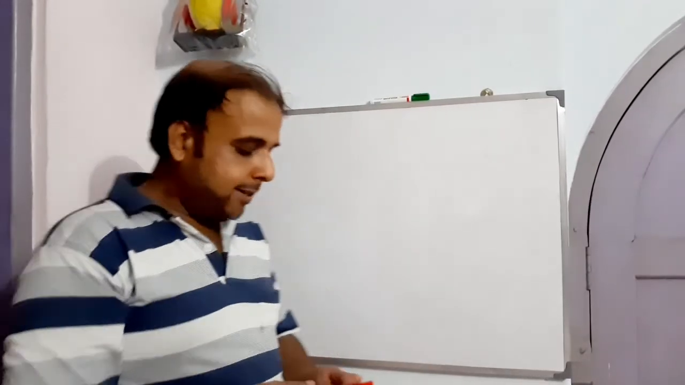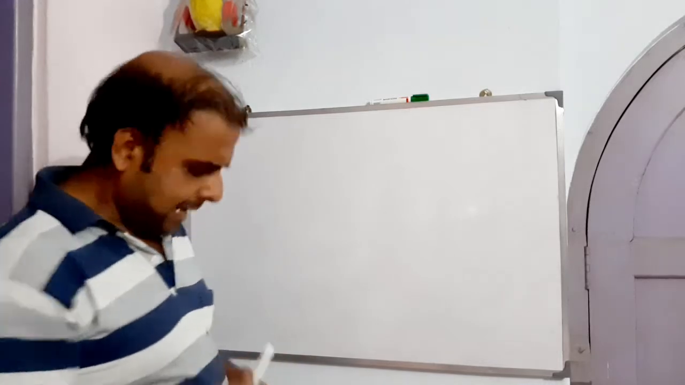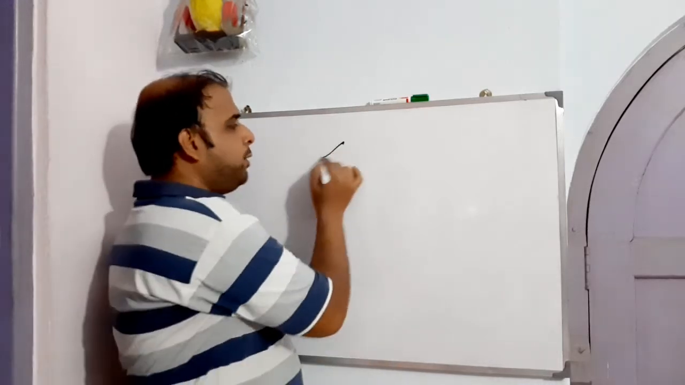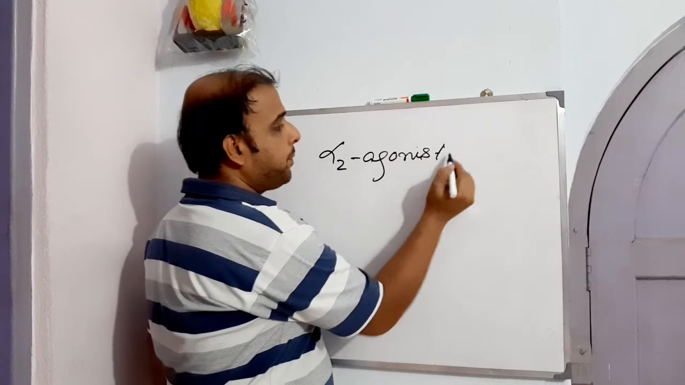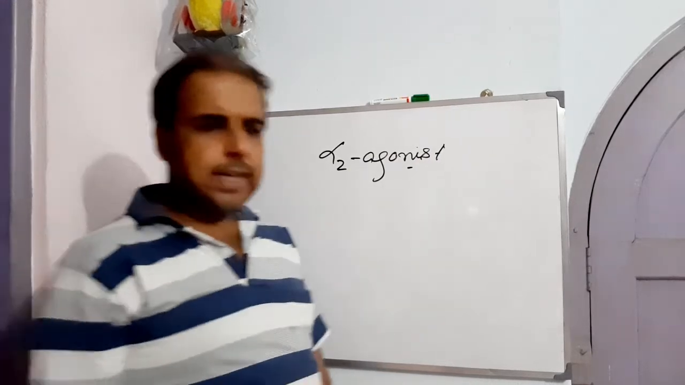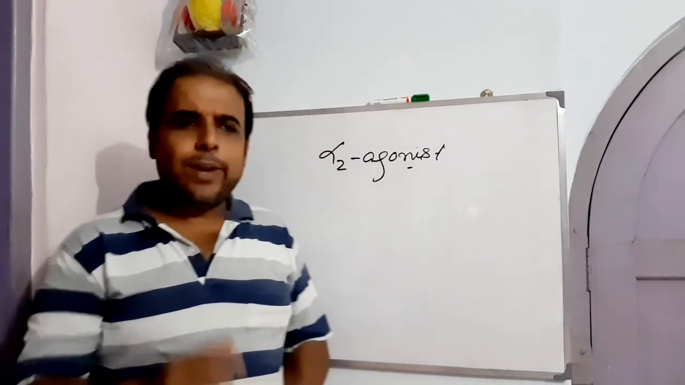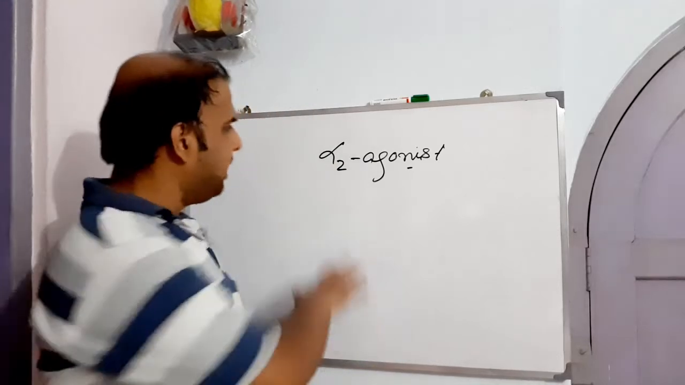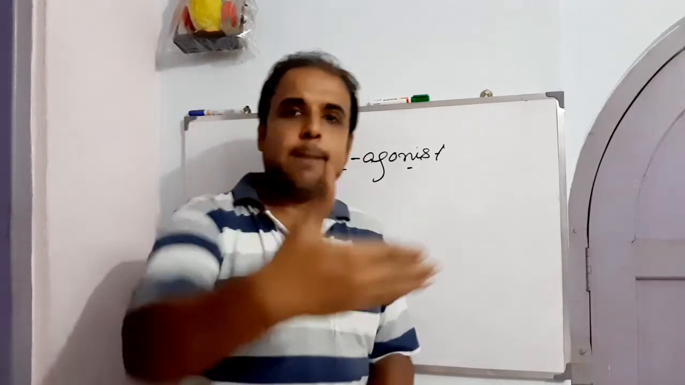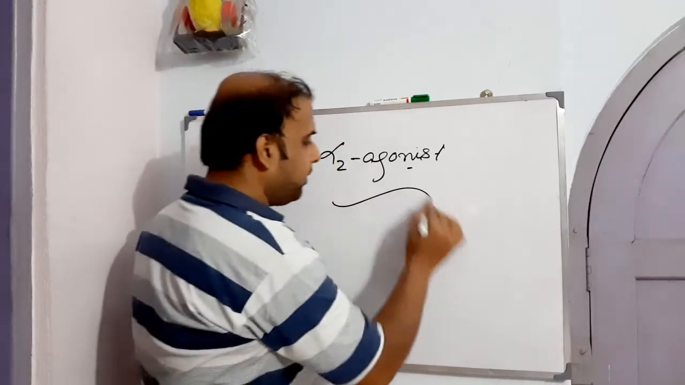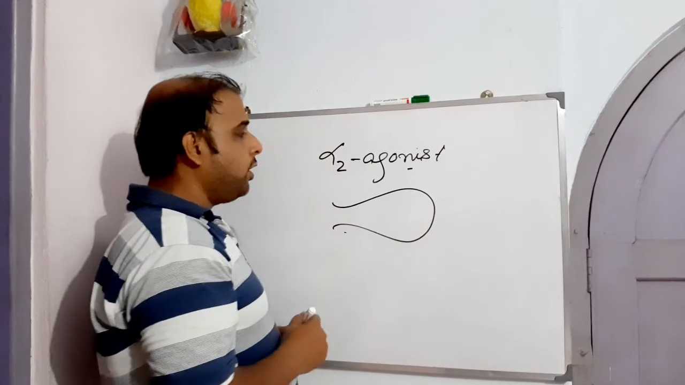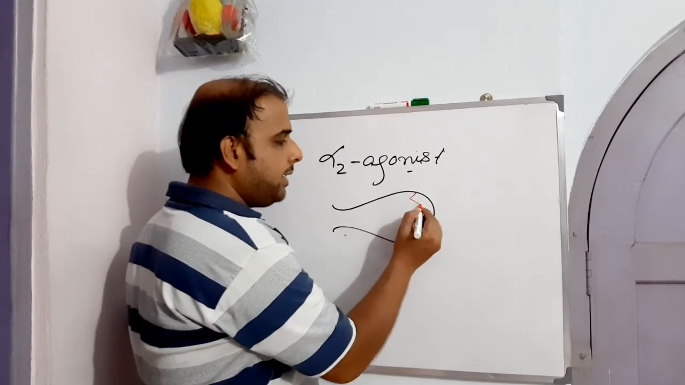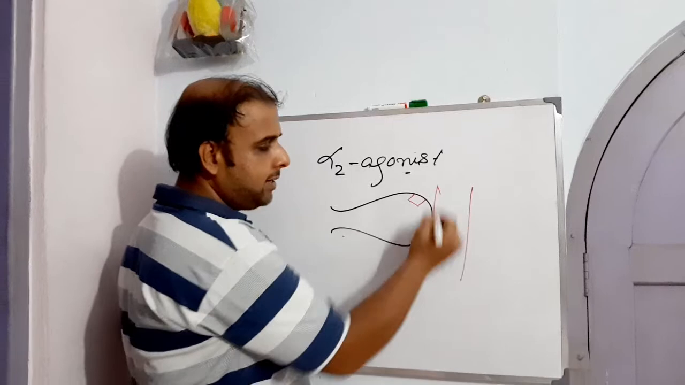Now let us see the alpha 2 agonist, the alpha 2 adrenergic agonist, the alpha 2 receptor. We know exactly where it is located. It is the alpha 2 receptor that is located presynaptically. So we have something like this. Assume that this is the nerve ending, and the alpha 2 receptor is located somewhere here, and this is the synaptic cleft.